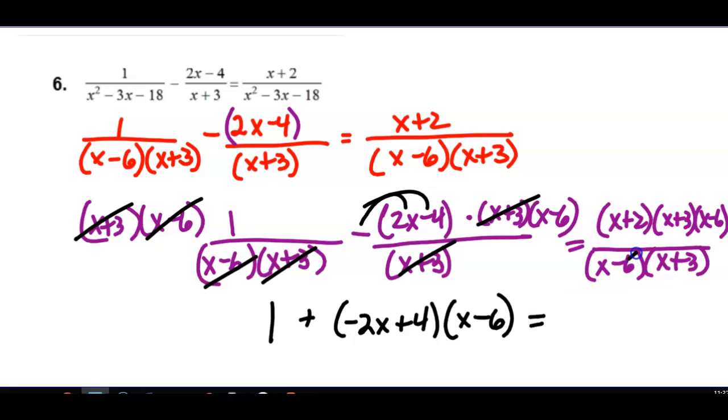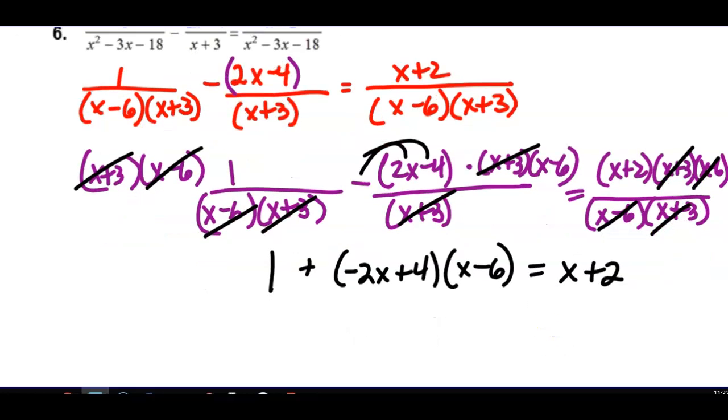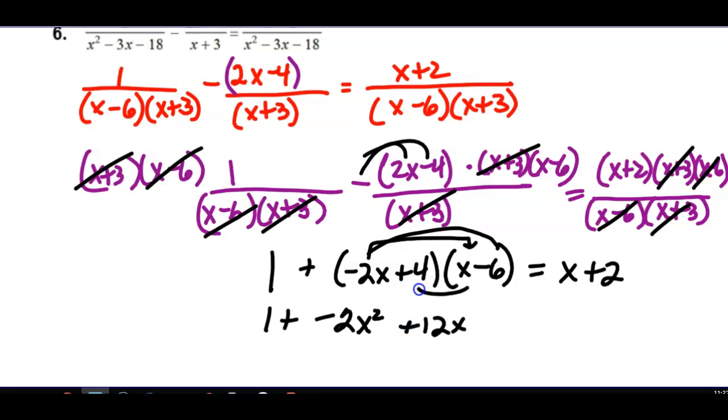And over here, x minus 6 and x plus 3 dropped out. We have an x plus 2. All right, so I made it an addition by distributing the negative. Now if I FOIL this together, I have a negative 2x squared. That would be plus 12x. This would be plus 4x. And this would be minus 24.